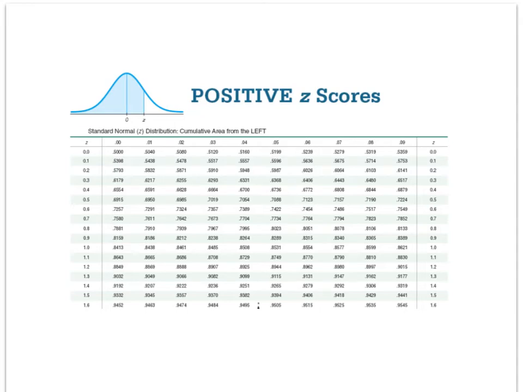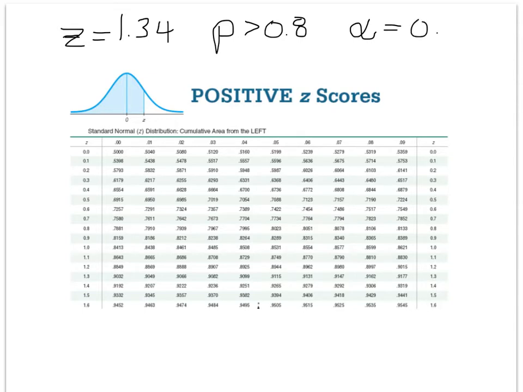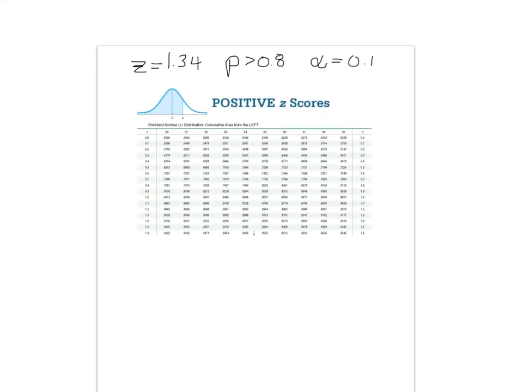All right, we're given a problem that says our Z test statistic is 1.34, and we're looking at a claim that some proportion is greater than 0.8, and our significance level, to find the critical value, is given as 0.1. So let's understand what all this means, and then we're going to use this table to look it up.